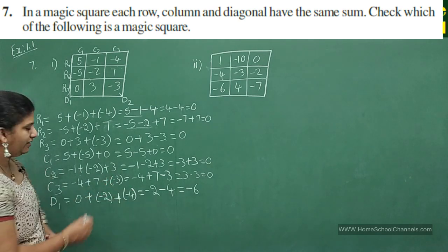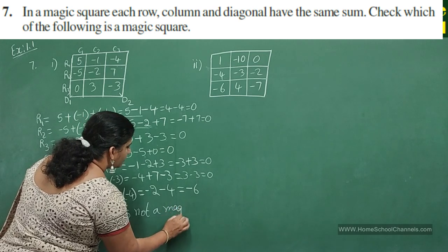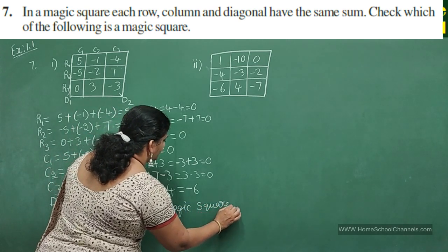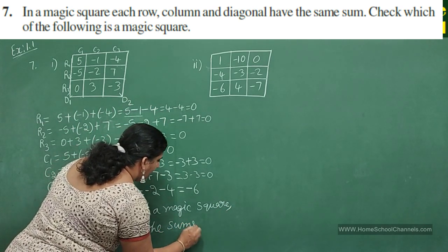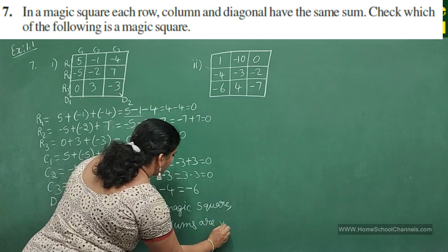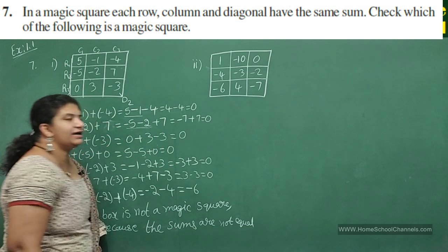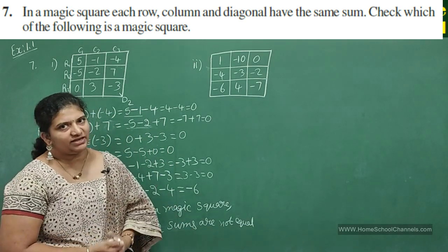Directly I can say, therefore, this box is not a magic square because the sums are not equal. If all the sums are equal, then I can say it is a magic square. Otherwise, this box is not a magic square.